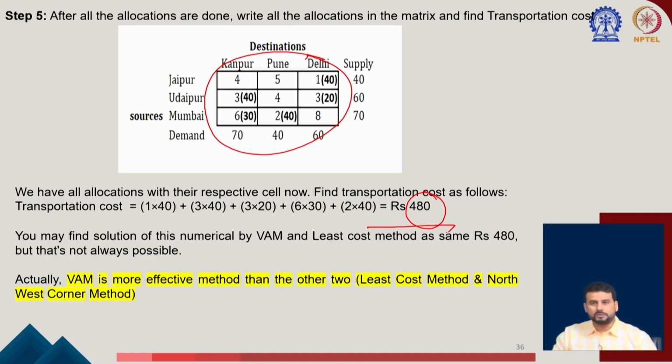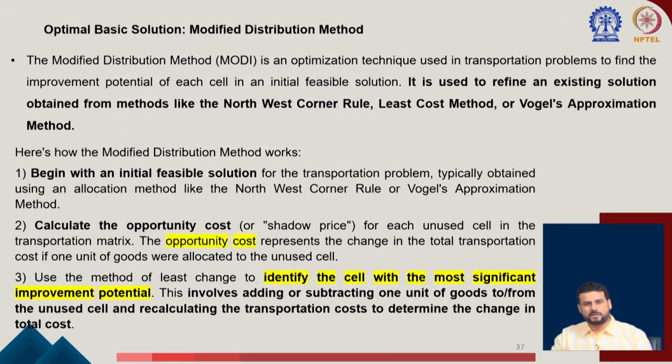So this is how we have discussed all 3 methods you can use to find the initial basic feasible solution. Now next is the optimal basic solution, and how we can find it. This is the modified distribution method, short term MODI method. We use this to find the next stage optimal solution. So first we have done that, we found the initial basic feasible solution. Now this MODI method is based on the opportunity cost method.